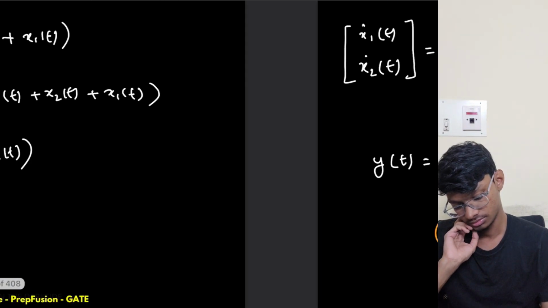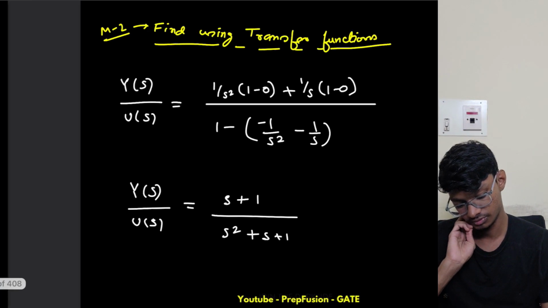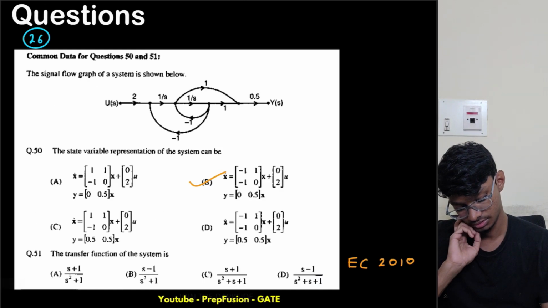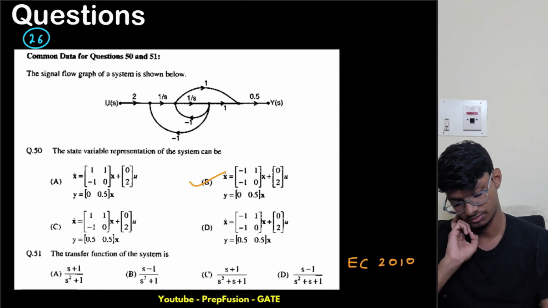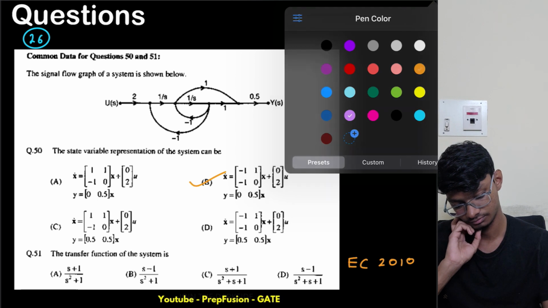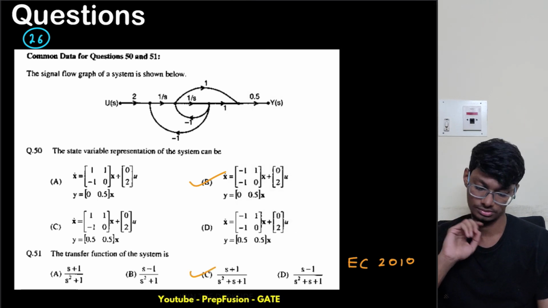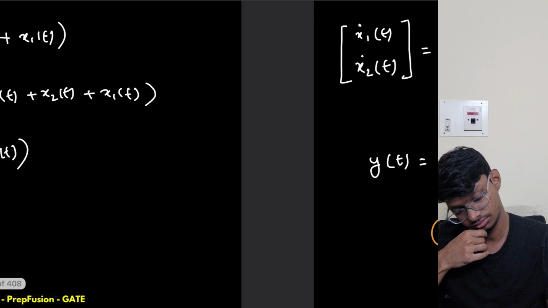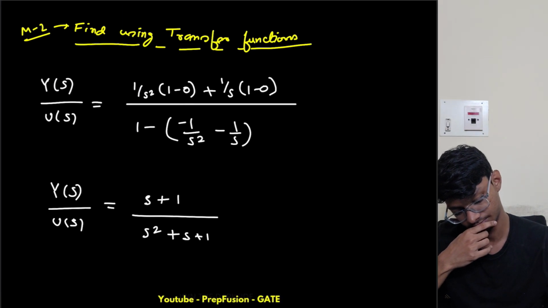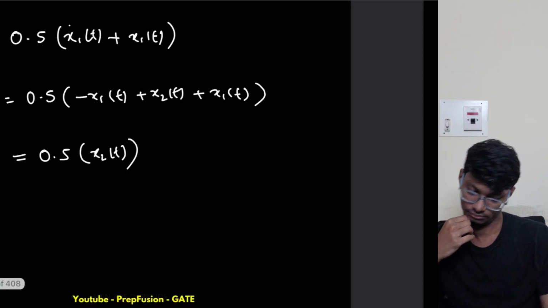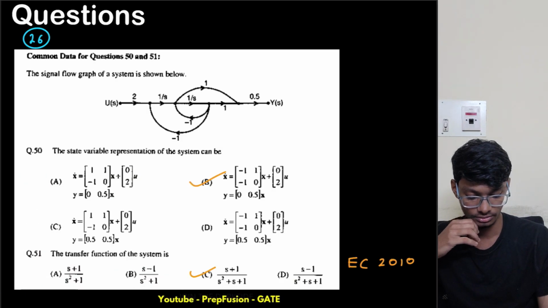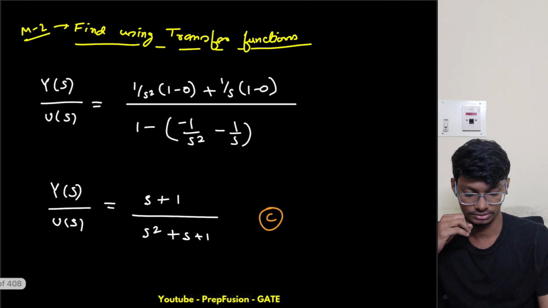So this is option B. What is this option? This is like (s plus 1) into (s square plus s plus 1). Yeah, this was this option, right? C option. So this is option C. Yeah, this is this option.